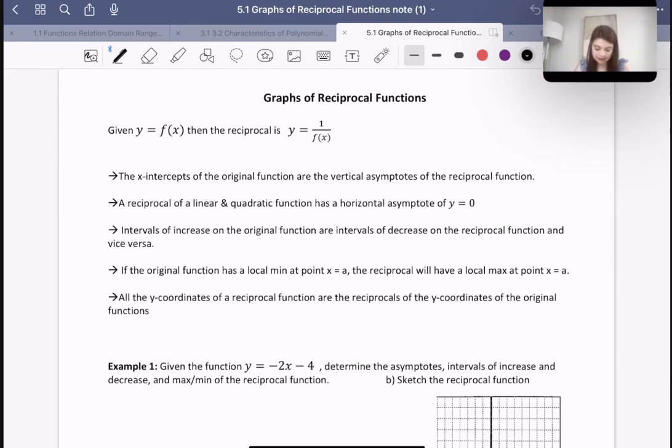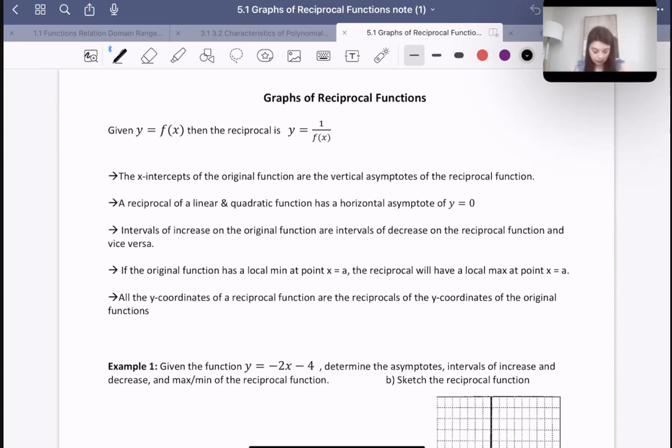The x-intercepts of the original function are the vertical asymptotes of the reciprocal function. A reciprocal function of linear and quadratic functions has a horizontal asymptote of y equals 0. Intervals of increase on the original function are intervals of decrease on the reciprocal function and vice versa. If the original function has a local min at point x equals a, the reciprocal function will have a local max at x equals a. All the y-coordinates of a reciprocal function are the reciprocals of the y-coordinates of the original function.